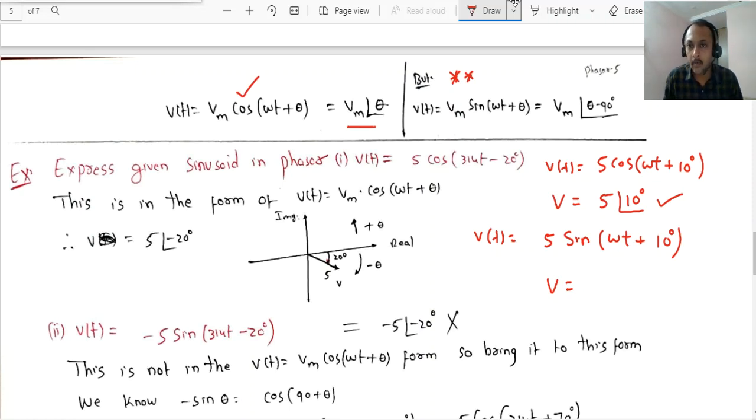If it is sine of omega t plus theta, then what we will get here? 5 at an angle. What is already theta? Theta is 10 minus 90 degrees. So its meaning is 5 at an angle minus 80 degrees. This is what you have to write. 5 at an angle minus 80 degrees.